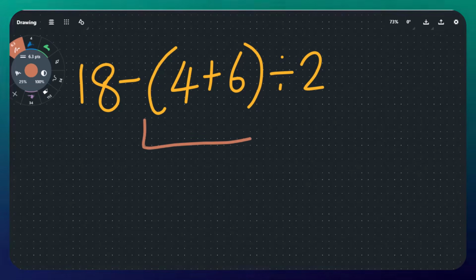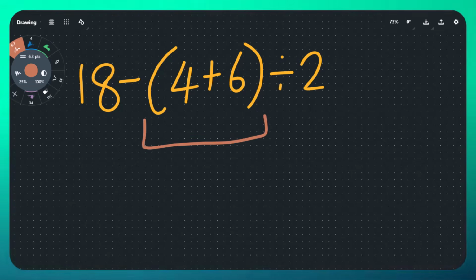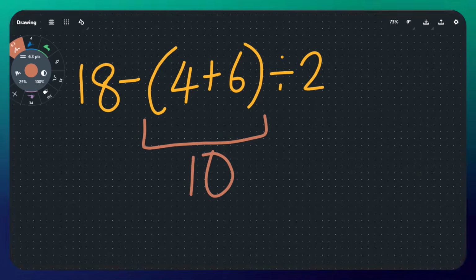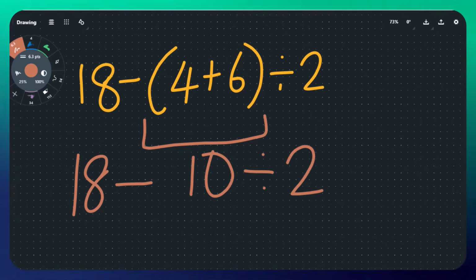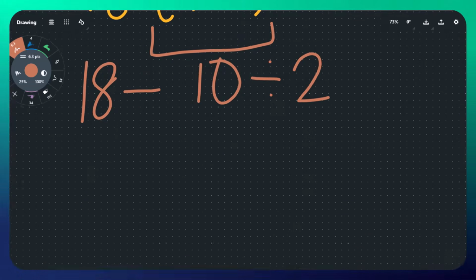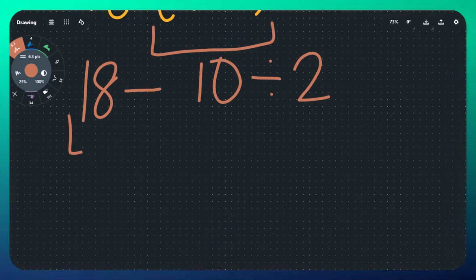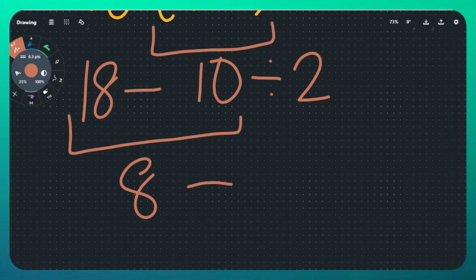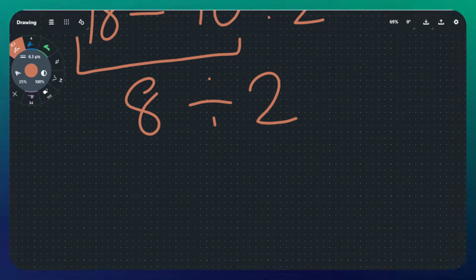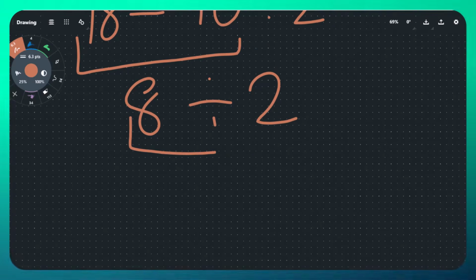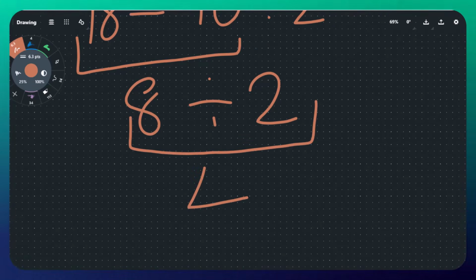4 plus 6, that is 10. Then we have 18 minus 10 divided by 2. Okay, 18 minus 10, that gives us 8 divided by 2. And 8 divided by 2, that gives us 4.